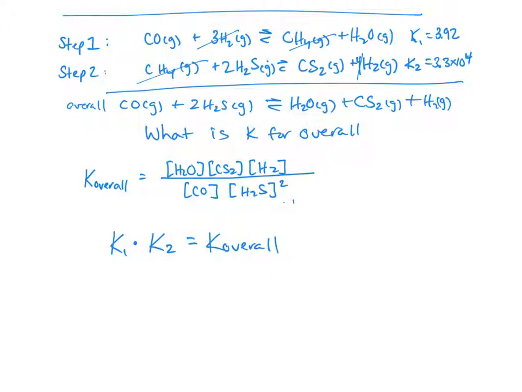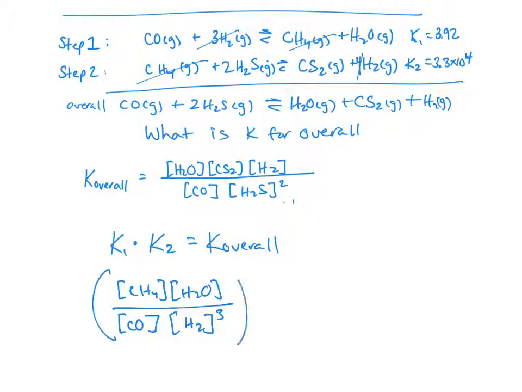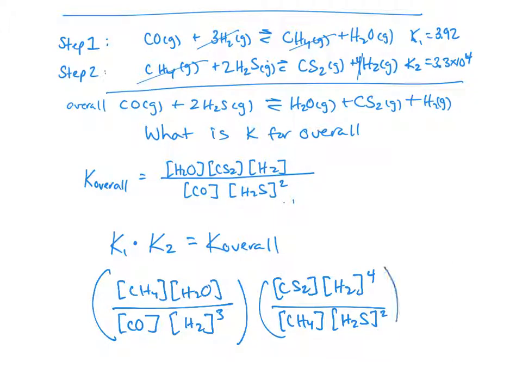So K1 is going to be the concentration of CH4 times the concentration of H2O divided by the concentration of CO times the concentration of H2 cubed. I'm going to put that in parentheses for K1. K2 is going to be the concentration of CS2 times the concentration of H2 raised to the power of 4 divided by the concentration of CH4 times the concentration of H2S squared.